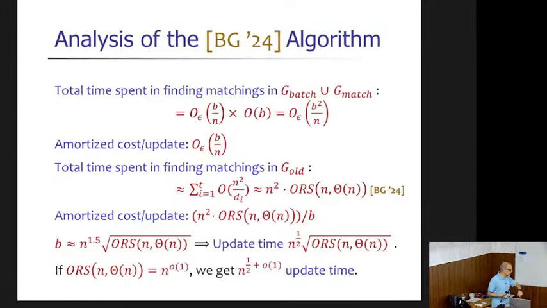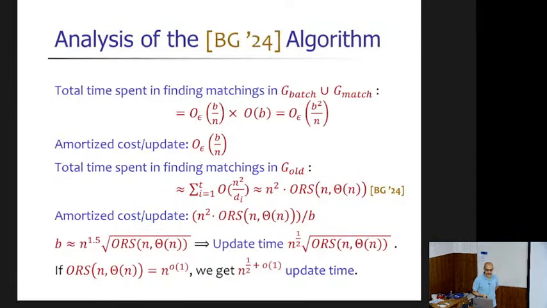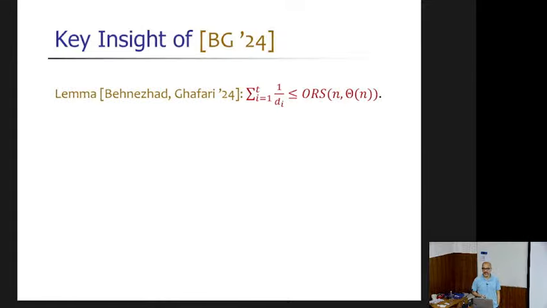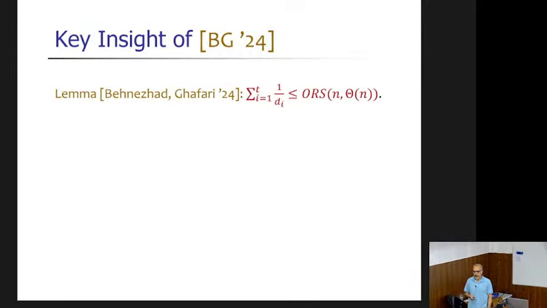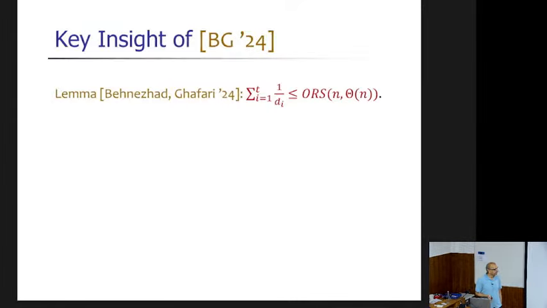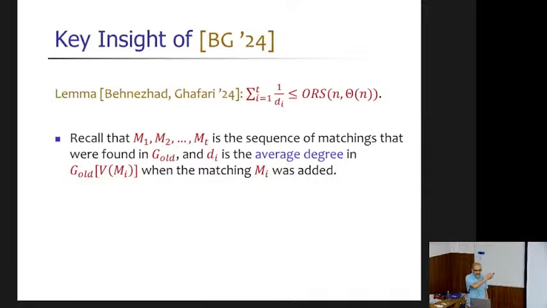Okay, so let me show you the magic, which is that result connecting it to ORS graph density. So the lemma is summation 1 over Di is bounded by ORS of N comma theta. Here is the idea of the proof. So you find these matchings M1 to MT in G old, and Di was the average degree in V of Mi at the time when Mi was found.